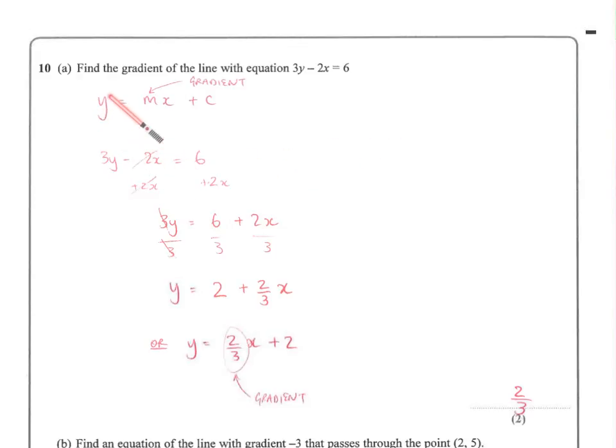In order to find the gradient of a line, I need to rearrange my equation into this form, y equals mx plus c. The m value in the general form is the gradient, the c value being the y-intercept.